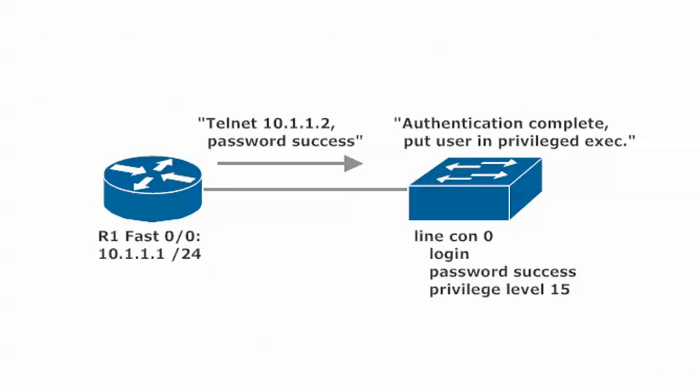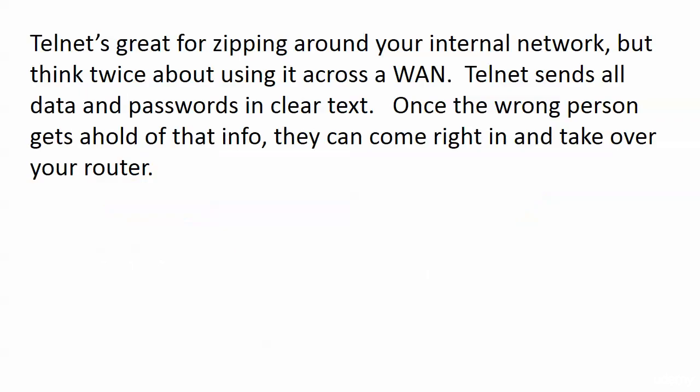These are drawings I had for you, but you don't need these because we saw them all live. Telnet is great when you're zipping around your internal network, but you don't want to get caught by that password thing at 2 in the morning when you're trying to log in and do some kind of change. You really need to think twice about using it across a WAN, using it outside of an internal network, period. And the big problem there is Telnet sends everything in clear text. Everything. The data's in clear text, the password's in clear text, and once the wrong person gets a hold of that information, they can come right in and take over your router.